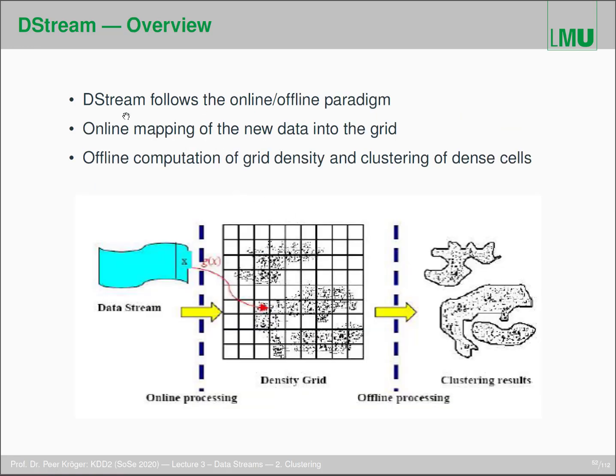We will see what that means on the next slides. And the overview here is that, as I said before, it follows an online-offline paradigm, meaning that we have an online mapping of the new data objects arriving through the stream onto the grid cells where they fit in, and maintaining the grid cell information summaries we just talked about from the previous slide. And then we have an offline computation of grid density and the merging of dense grid cells to form bigger clusters.